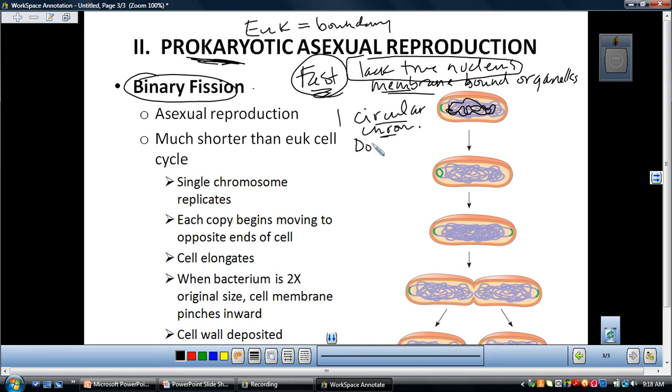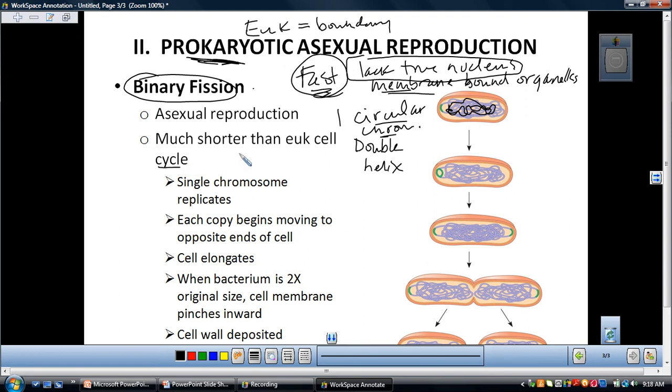It is double-stranded, just like ours, so it is a double helix. So if you're talking about comparing a prokaryotic chromosome to ours, instead of having circular chromosomes, we have linear chromosomes, and theirs is one circular one. We have 46 total. They have one, so the amount of DNA is much greater in us when you're talking about humans.